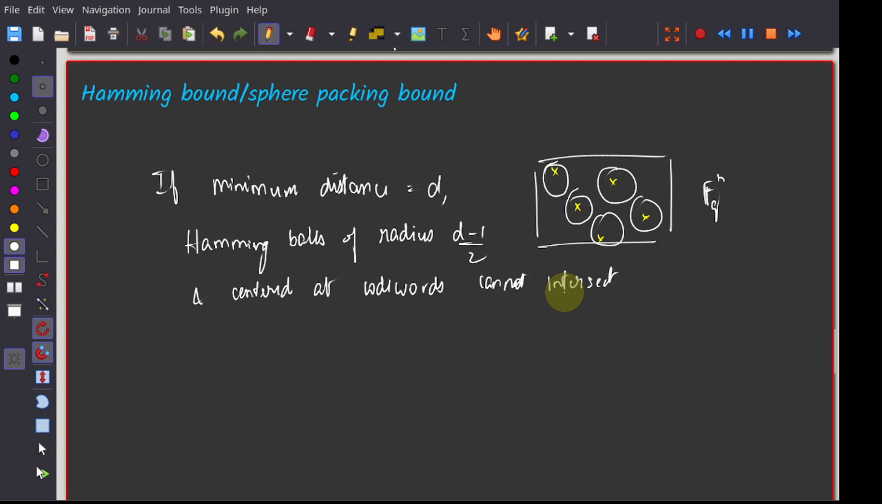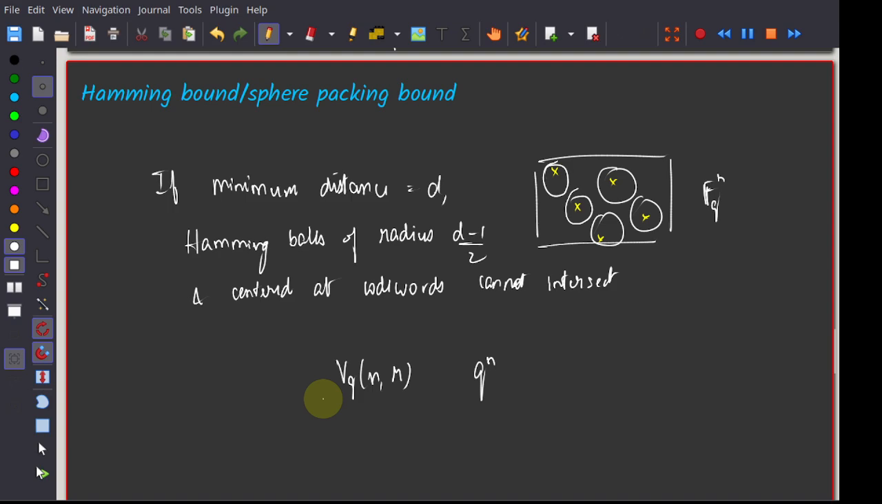And for this, we can give a simple geometric kind of argument. What is the total number of points that we have in space? Q to the power of n. And what can we say about the volume of each? So let's say that V_q, let's define V_q(n, r) to be the number of points which lie within distance r to any given point. Basically the volume of the Hamming ball. So this is the volume of one particular ball.